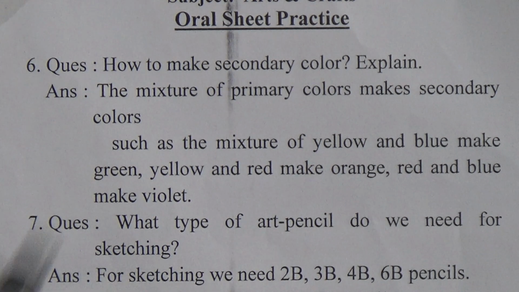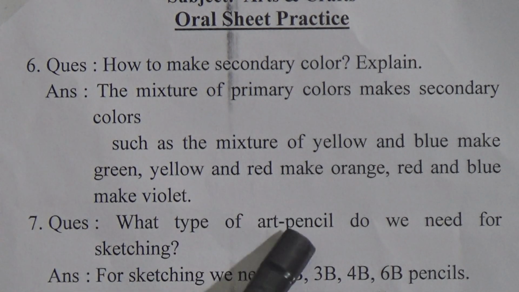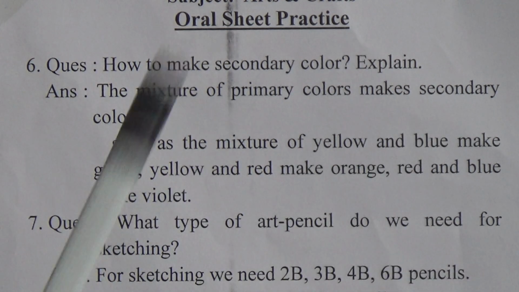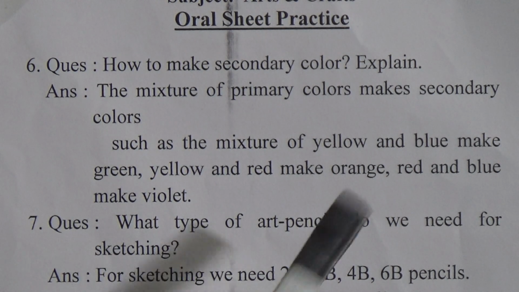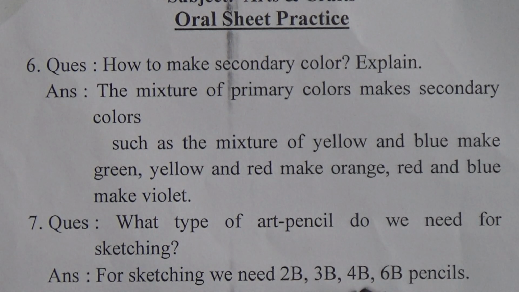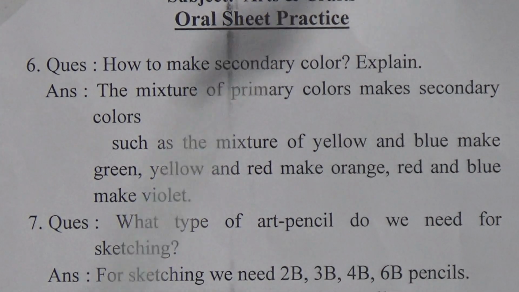Question number 7. What type of art pencil do we need for sketching? Answer. For sketching we need 2B, 3B, 4B, 6B pencils. Again, question number 7. What type of art pencil do we need for sketching? For sketching we need 2B, 3B, 4B, 6B pencils.